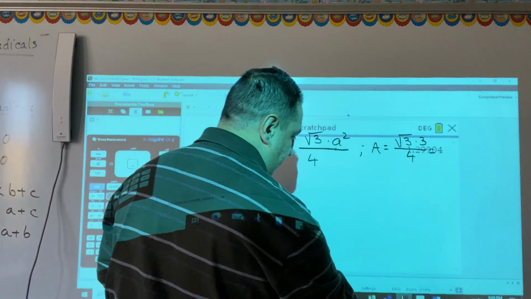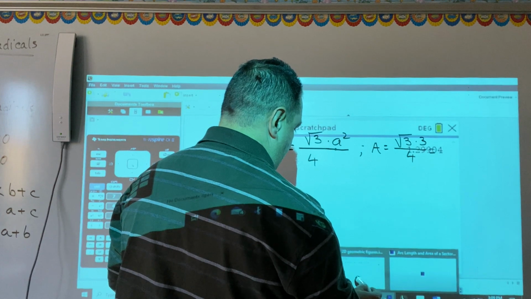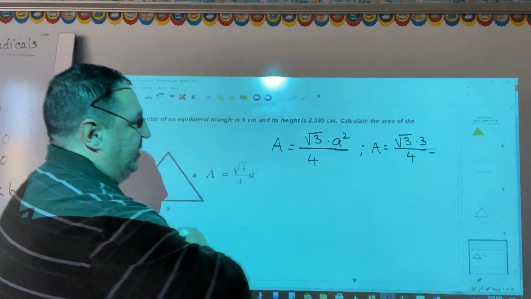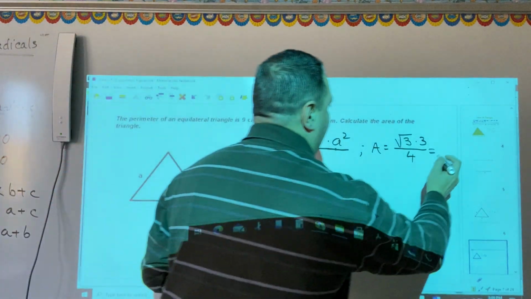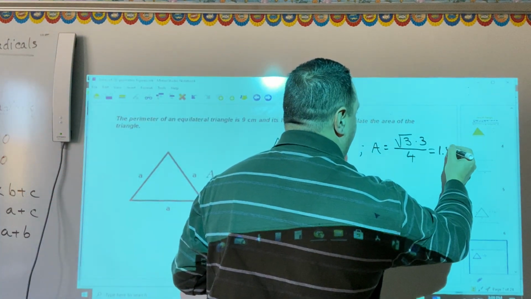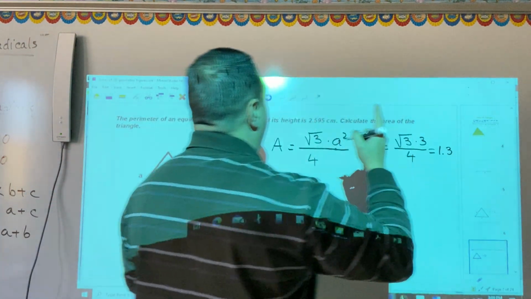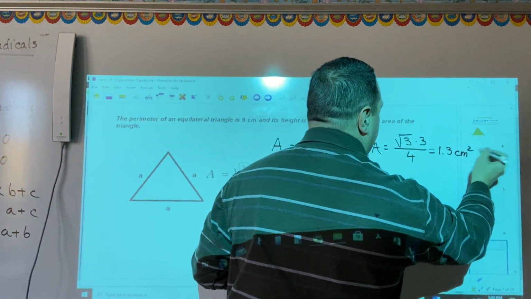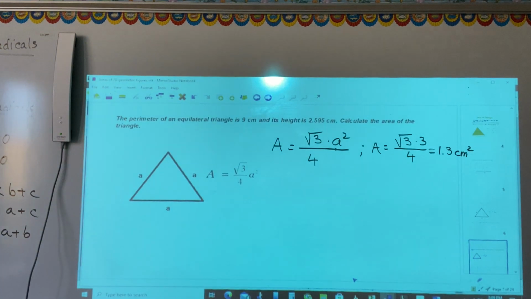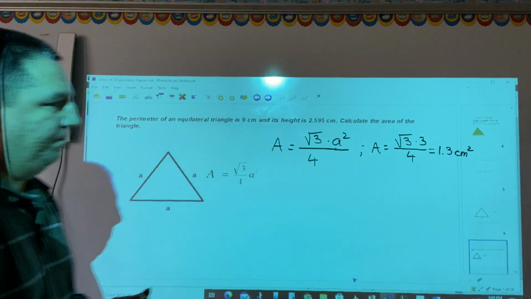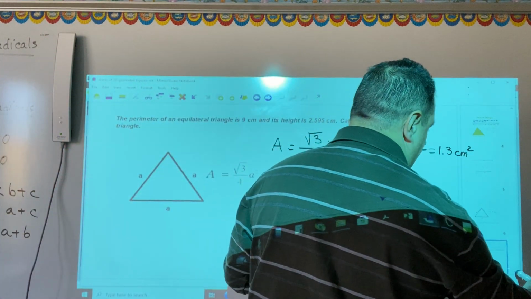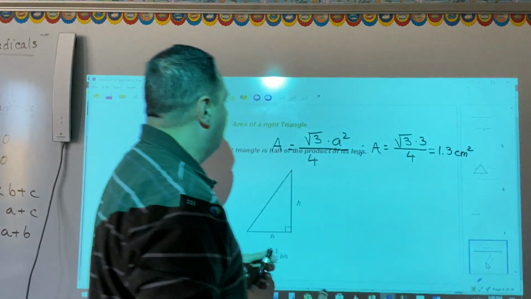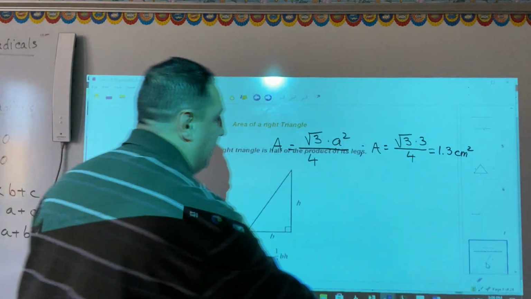In other words, the area of this equilateral triangle would be 1.3, again square centimeters. Good. And the last type of triangle we're going to talk about is the area of a right triangle.